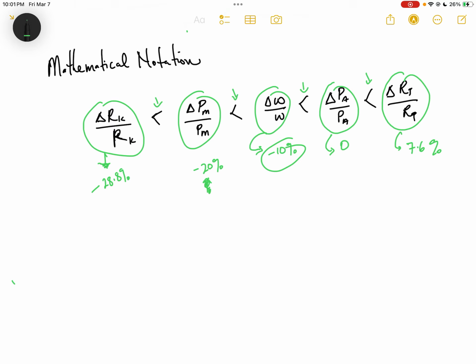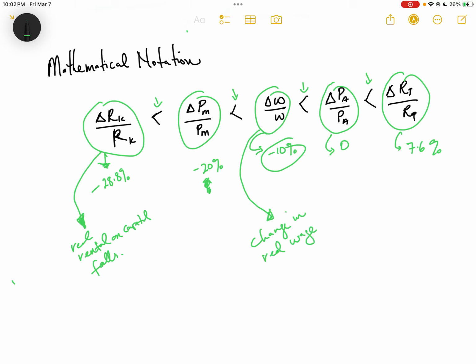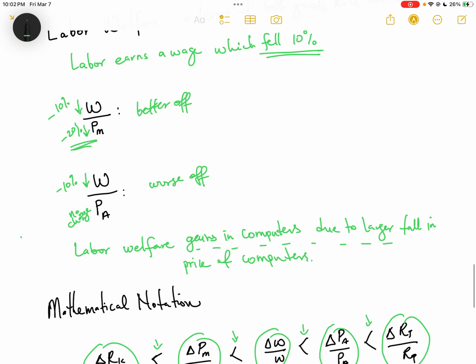Now, one thing that I want to point out to you is that for the percentage change in rental on capital, the real rental falls. Real rental on capital falls. Now, what about the percentage change in wages in real terms? Well, the change in real wage is ambiguous. It depends on what you buy. Let's sneak up to see that.